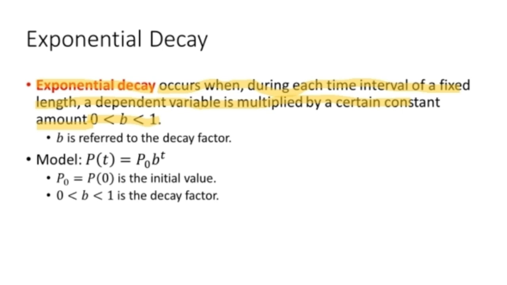And when you multiply a value by a quantity between 0 and 1, it's going to make that value smaller. Since the value is getting smaller, in other words, decaying, we're going to refer to b as the decay factor when it's between 0 and 1. As far as modeling exponential decay, it's exactly the same as the model for exponential growth. It's still P of t equals P sub 0 times b to the t. P sub 0 is still the initial value, and b is the factor that we're multiplying over and over again. But this time, it's between 0 and 1.